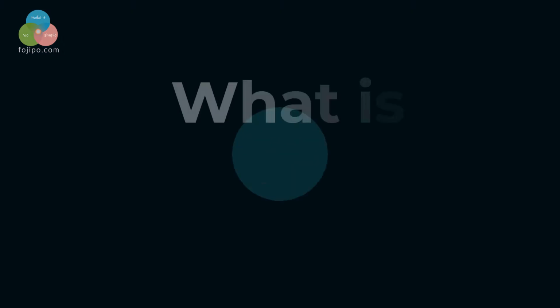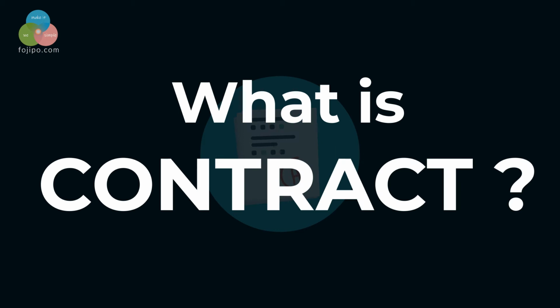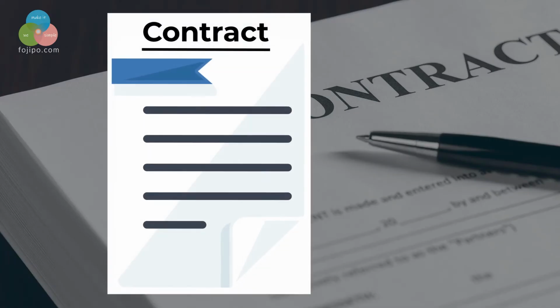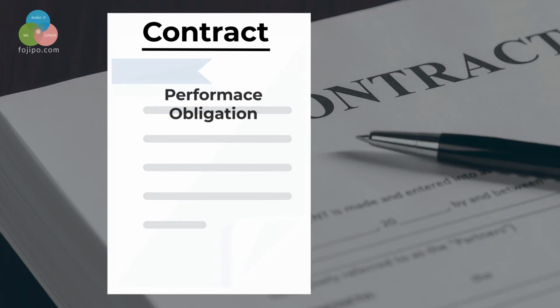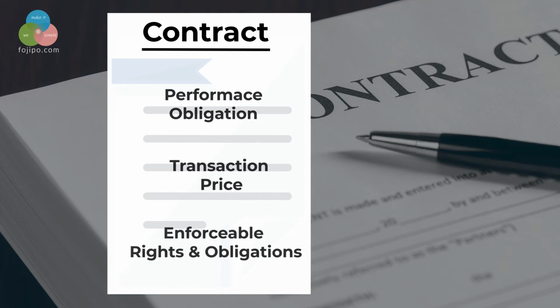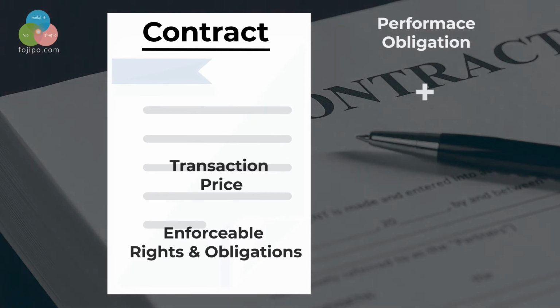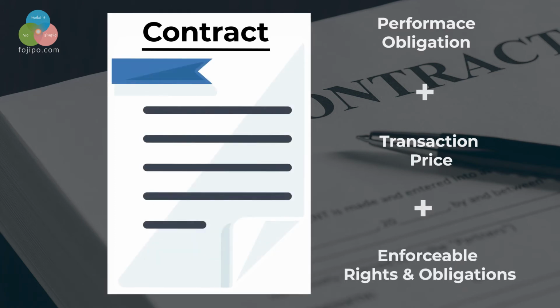A contract creates rights and obligations for each party in the contract, which can be enforced in case one of the parties fails to deliver his promise. In a contract, the vendor agrees to deliver goods and services to the customer, and this is called a performance obligation. And the customer agrees to pay consideration to the vendor for the performance of the performance obligations, and this is called the transaction price. And by virtue of the contract, enforceable rights and obligations for each party are created. In a nutshell, contract equals performance obligation plus transaction price plus enforceable rights and obligations.